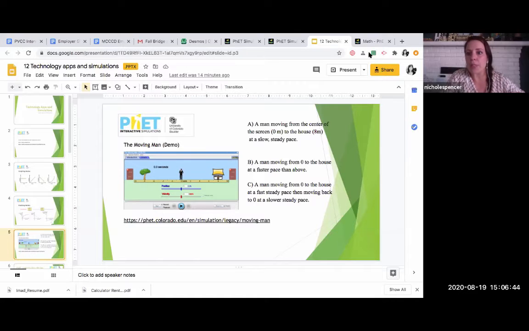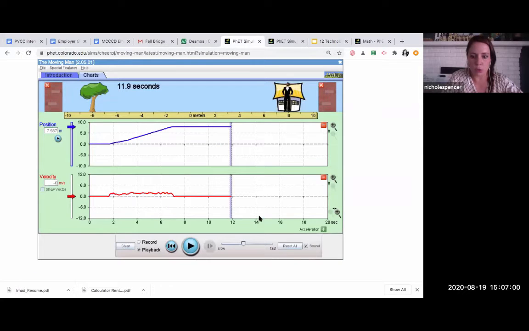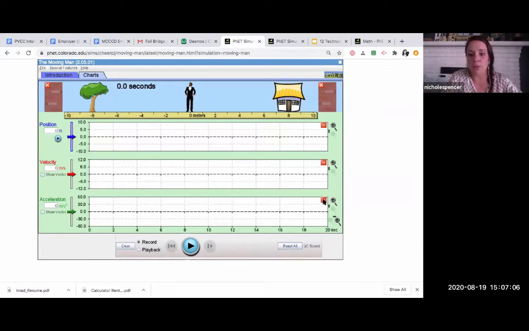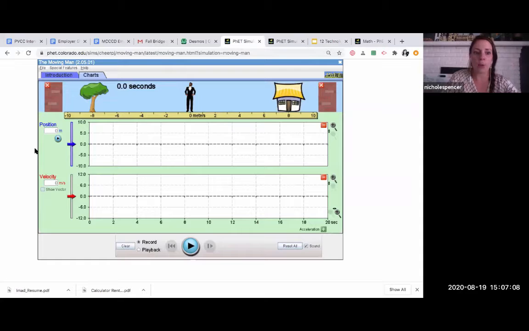So I have a couple scenarios here. Scenario A: a man moving from the center of the screen at 0 meters to the house, which would be in the right direction, 8 meters at a slow, steady pace. So I'm going to go ahead and do that. What I might ask students to do is to actually predict what some of these graphs would look like first, just looking at position versus time and velocity versus time to start.